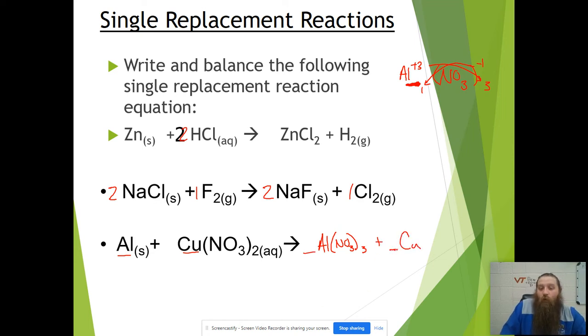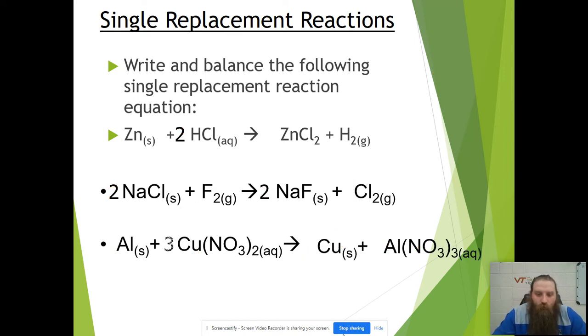This, by the way, would be a great example of a redox reaction. Now I need to balance it. All right, so I'm going to balance it by grouping. So I'm going to group my nitrates together. So I've got 3 on the right. I've got 2 on the left, right? 2 nitrates there, 3 nitrates on the right. So I'm just going to switch that out front. All right, switch those 2. That gives me 2 aluminums. That gives me 3 coppers. All right. There we go.